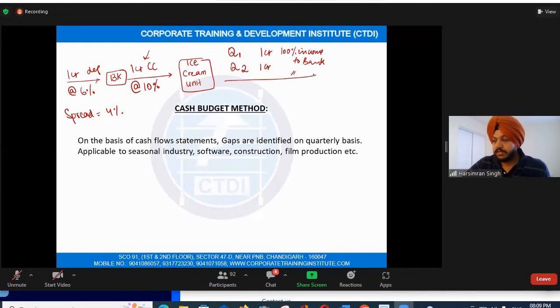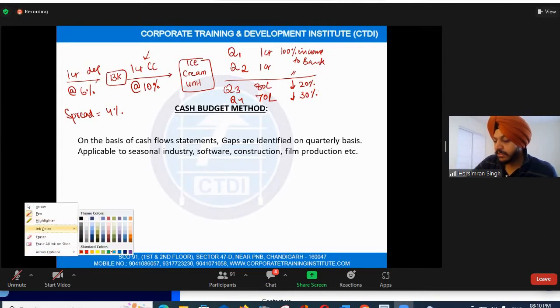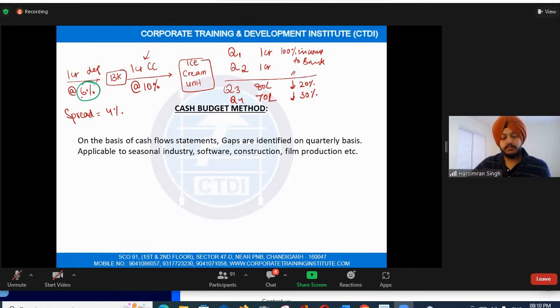But in quarter 3, the sales reduce. Ajay only uses 80 lakh as CC. So the bank's income drops by 20%. In quarter 4, the sales are only 70 lakh. Sales are less, further less. He uses only 70 lakh. Sales are down for bank, the income is down by 30%. But to the public, bank has to give this 6% no matter what, because bank has promised.